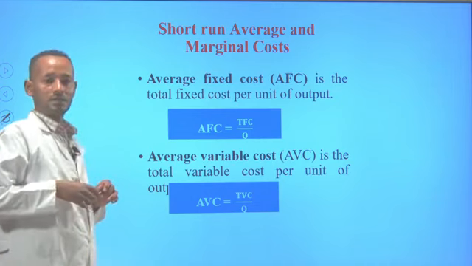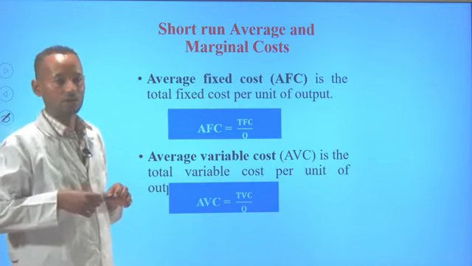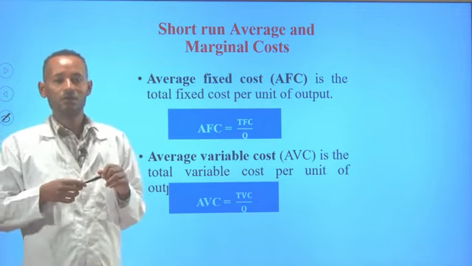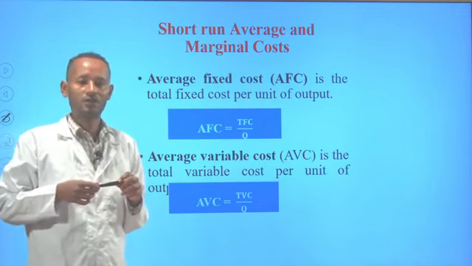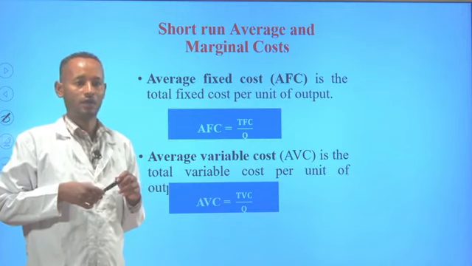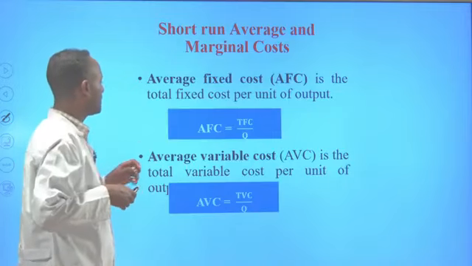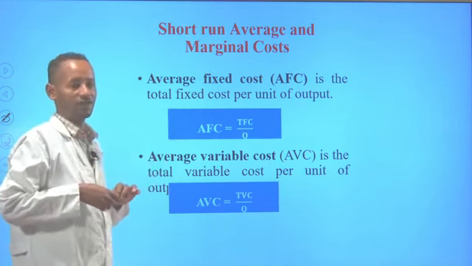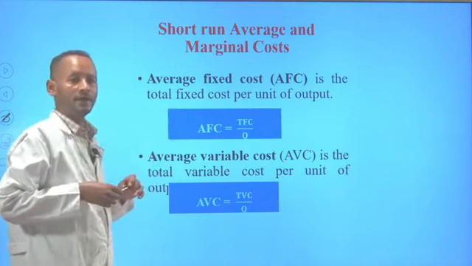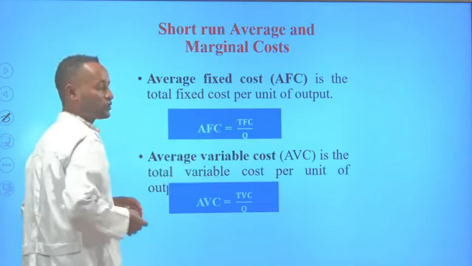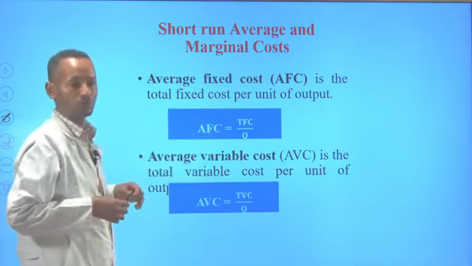Now, let's see the average costs and marginal costs in the short run. The average fixed cost of production is the total fixed cost per unit of output. It tells us the money that we spend on the fixed inputs on average. Mathematically, the average fixed cost of production is calculated by dividing the total fixed cost of production by the output produced and sold.